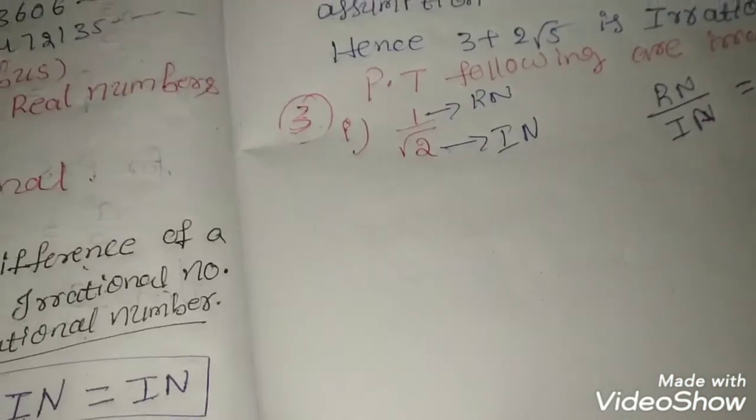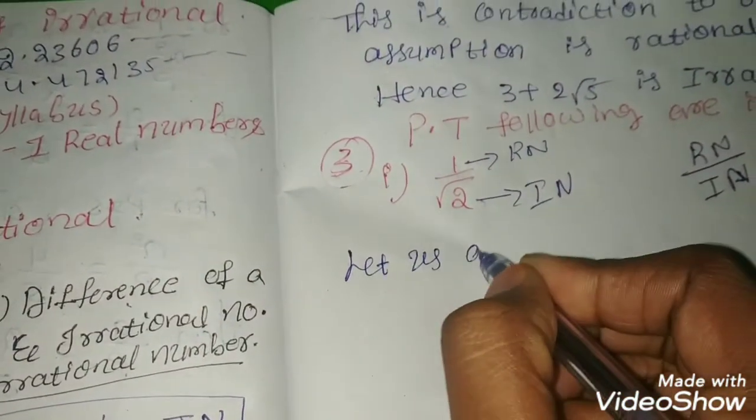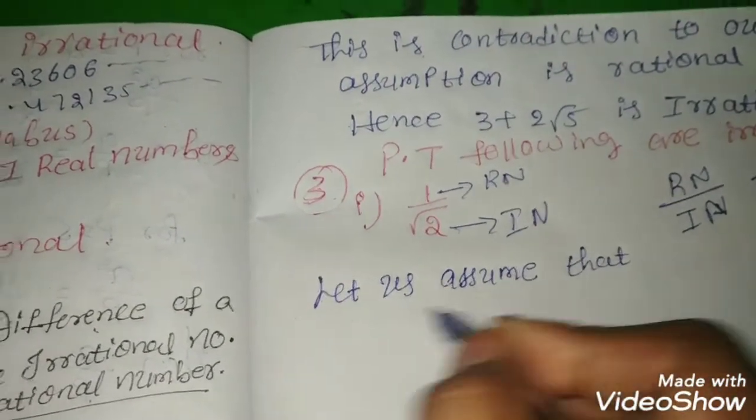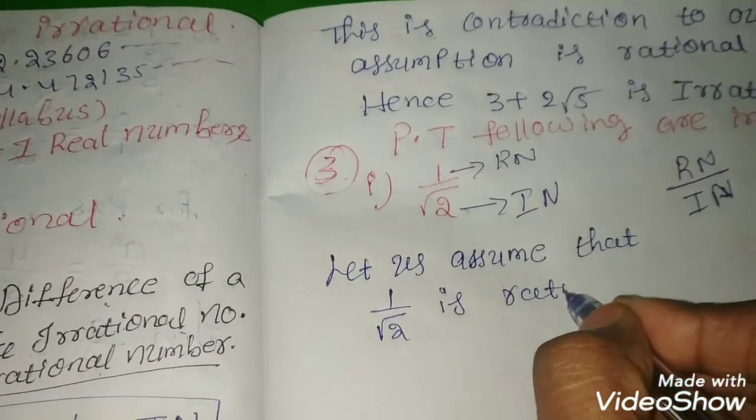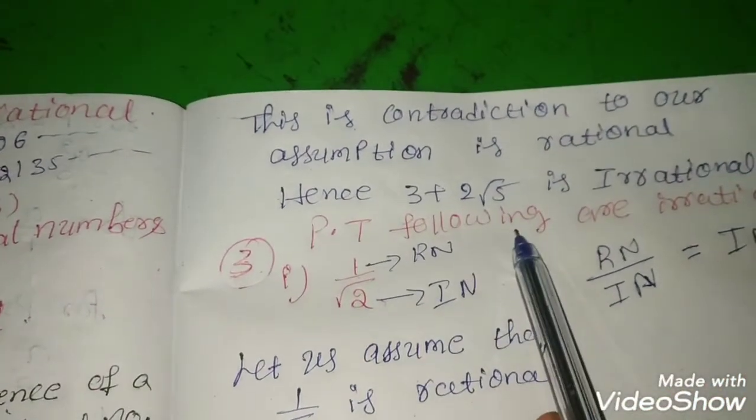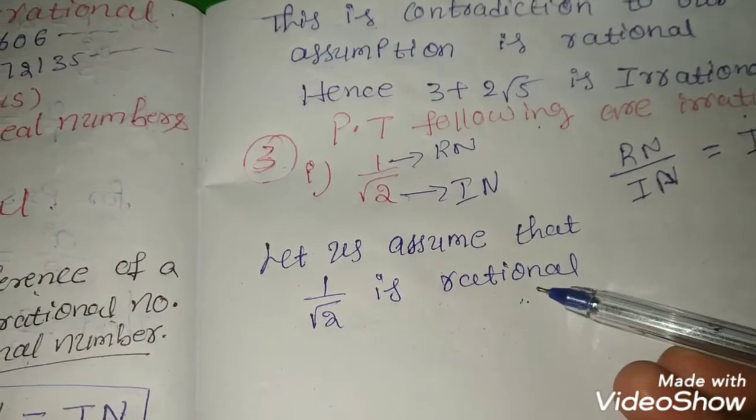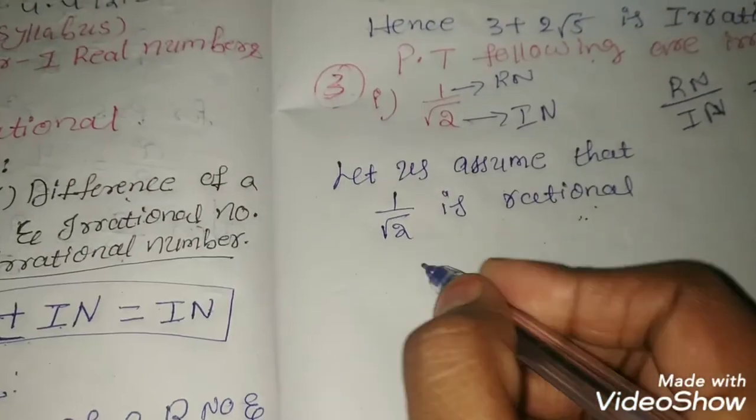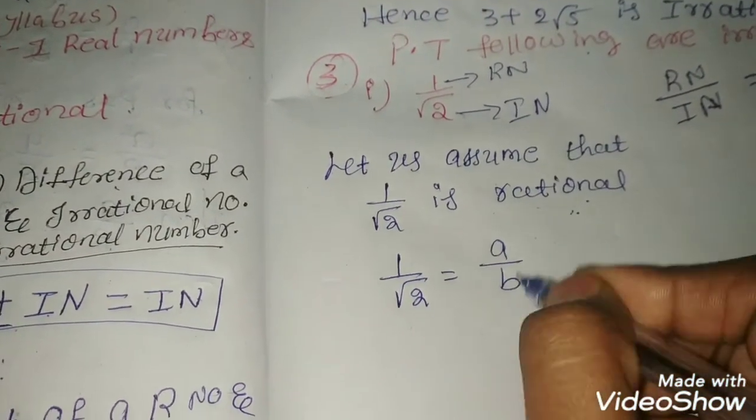Same as before, what we did here. Let us assume that 1 by root 2 is a rational number. We have to choose the opposite one, because what we have to show is that it is irrational. So we are assuming rational, right? So we have to show the contradiction part here. So let's take 1 by root 2 is equal to, what is the rational number form? A by B form, right?